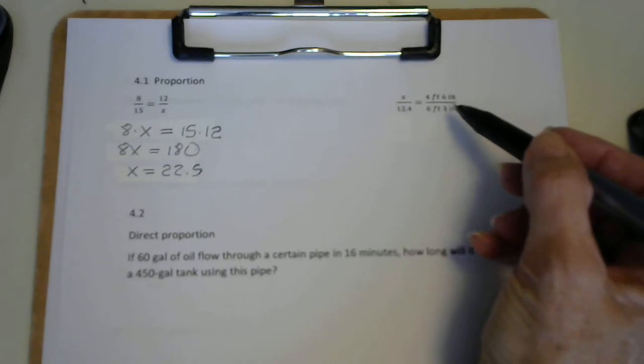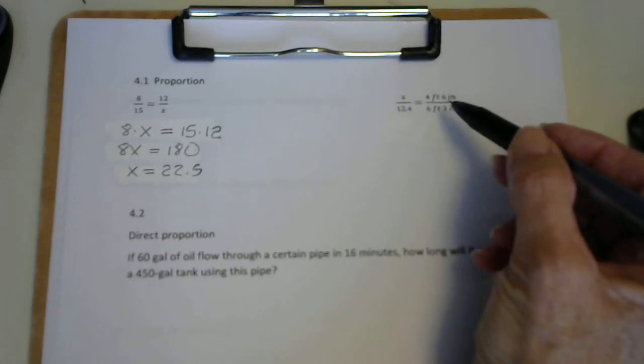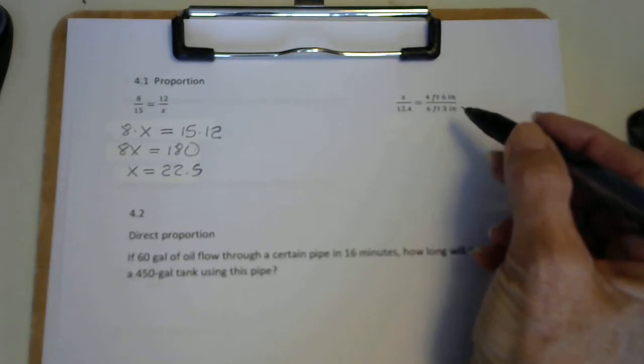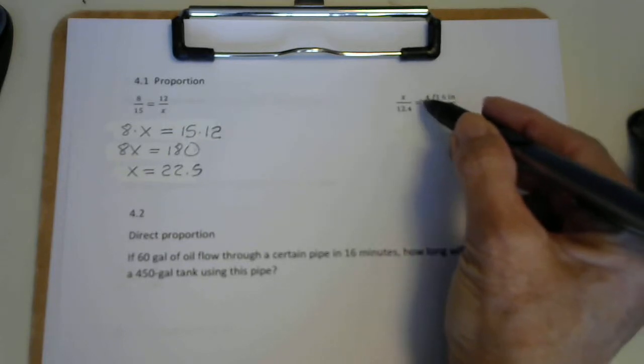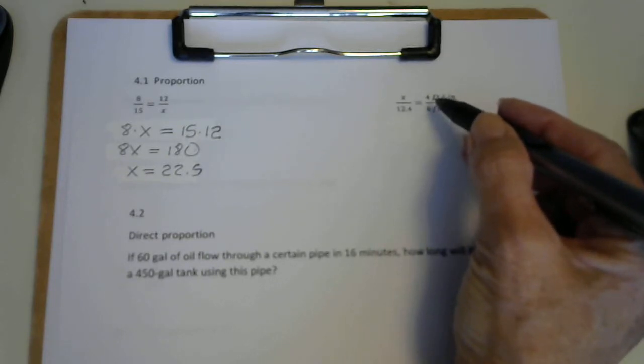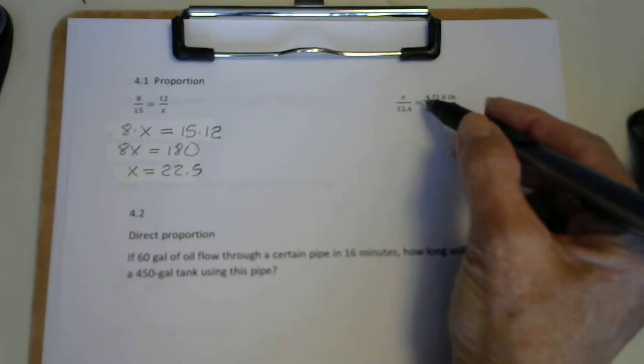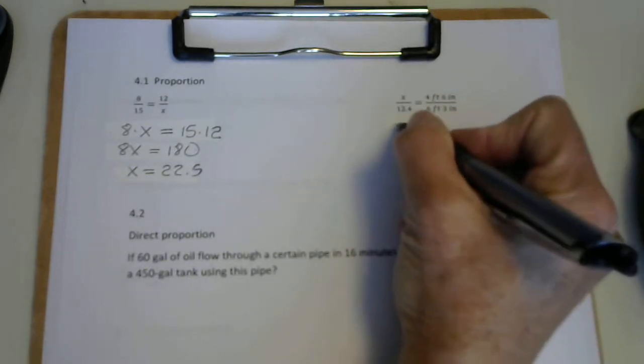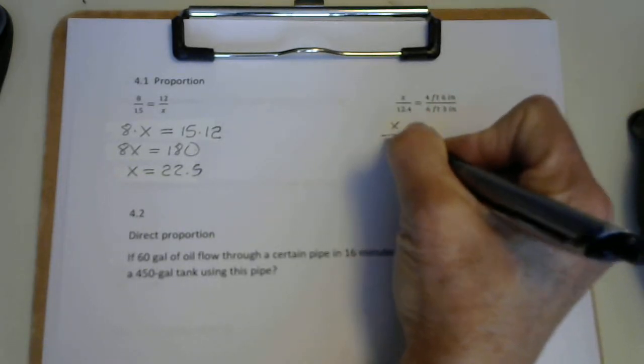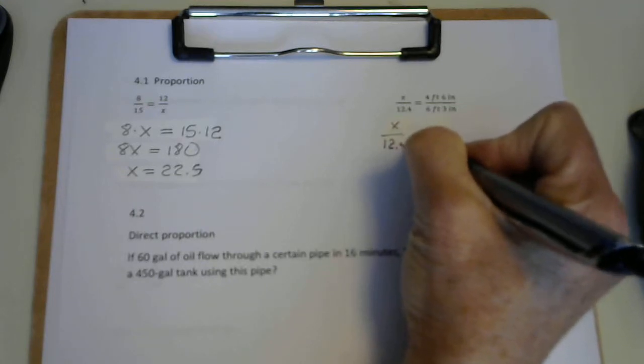The second proportion I wanted to show you in this section has to do with a measurement of 4 feet and 6 inches. Now, feet and inches are not the same unit, so we're going to have to either convert this measurement to feet, or we convert the whole thing to inches. I wanted to show you how you can easily do that and make use of your TI-30 calculator.